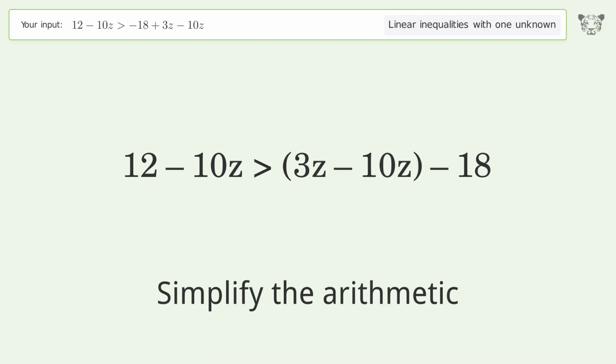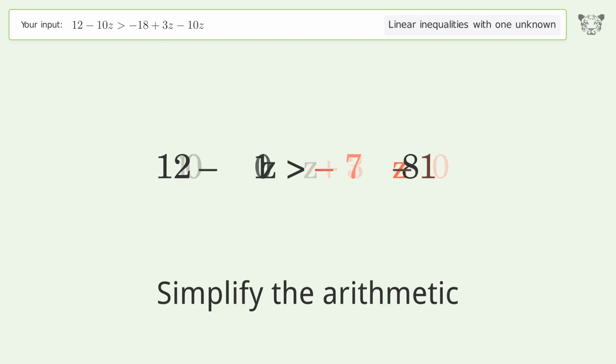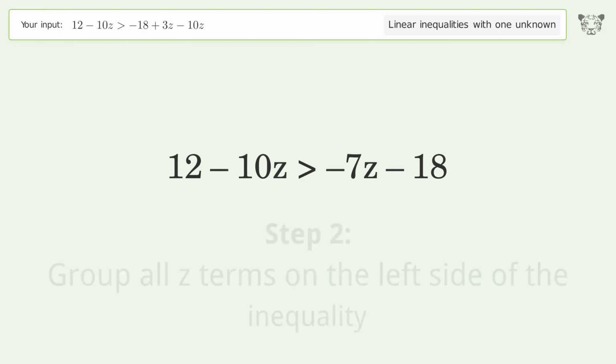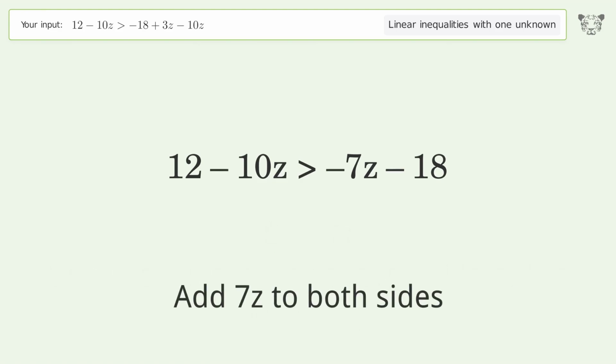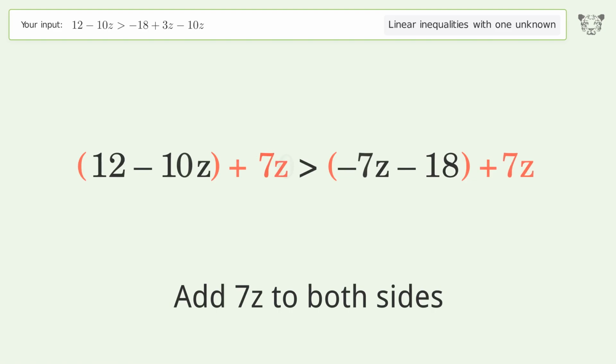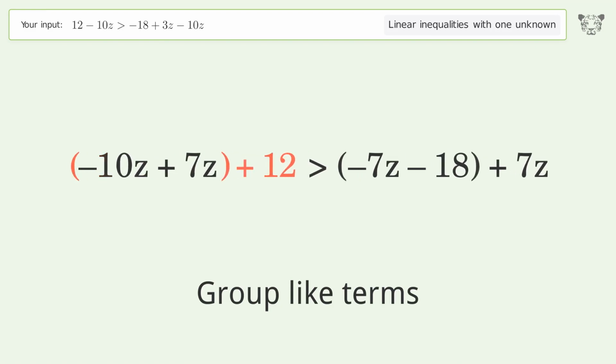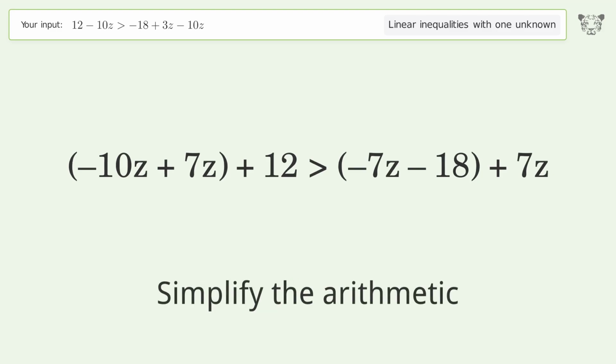Simplify the arithmetic. Group all z terms on the left side of the inequality. Add 7z to both sides. Group like terms. Simplify the arithmetic.